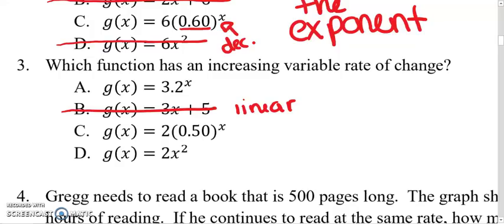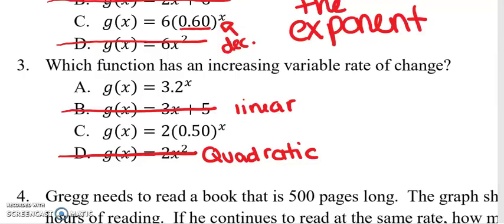Next one, 2 parentheses 0.50 to the x power. It does have x as an exponent, so I'm going to leave that one there for now. Last but not least, 2x squared. It still has an exponent, however, it's a quadratic, not an exponential function. So it is not our answer. We're left again with option A and option C. Option A has a 3.2. Option C has a 0.50. Because of that 0.50, it's actually a decreasing function. Again, I want it to be increasing. Therefore, A is my only option.